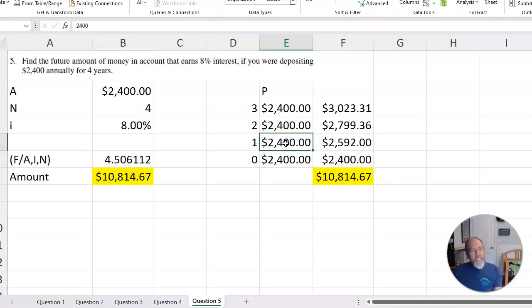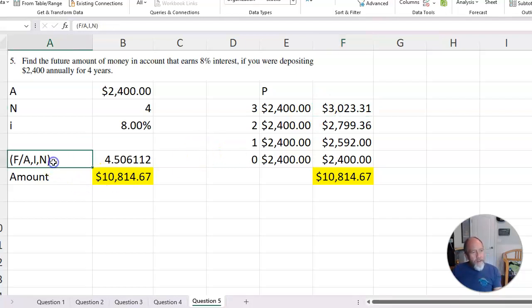1 year in the past, that money is going to be worth $2,592. That actually is the interest I'm going to get on that money that I deposited. That money is now going to be worth this much in the final year. Go back 1 more year, that money is going to be worth this much. That's how much interest I'll earn on the $2,400 I deposited in this year, and that's how much I'm going to earn in the money that I deposited in this year.